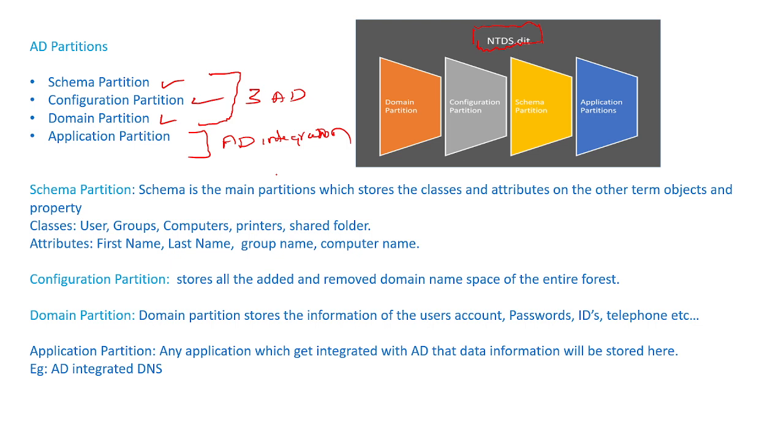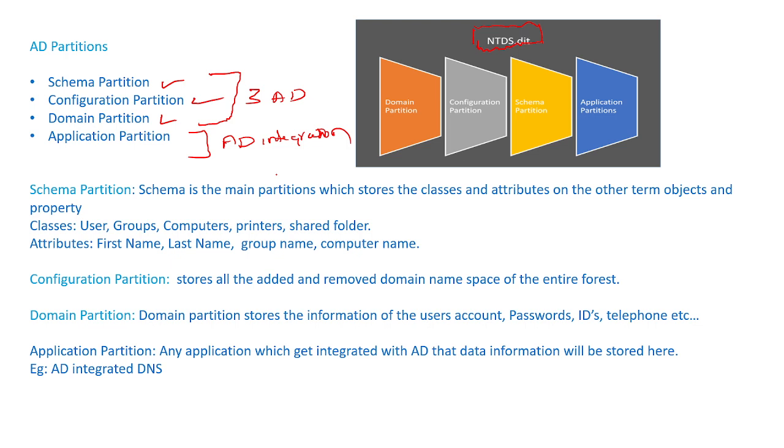And the second one is the configuration partition. The configuration partition stores all the added and removed domain namespace. I was telling you, right? If you have 5 DNS servers and you remove any existing DNS server, that will be stored in the configuration partition. Or for now you have 5 DNS servers and you are going to add an additional sixth Domain Name System server. At that time also it will make the changes.